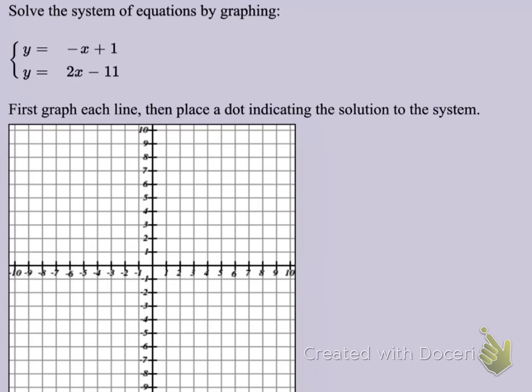Hi everyone, this is a MATH082 video. This is on section 2.1, which is solving systems of equations by graphing.